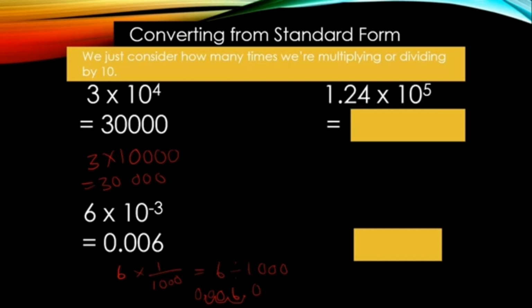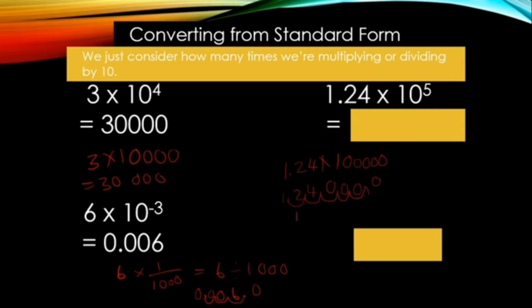1.24 times 10 to the power 5. Our power of 10 is positive, so we are moving to the right. 1.24 times 1, 2, 3, 4, 5. This index shows us the number of zeros which we should write. So we're going to move our decimal place 5 places to the right. 1.24. So it will be 1, 2, 3, 4, 5. Here we're going to put zeros now, and the new decimal point will be here.